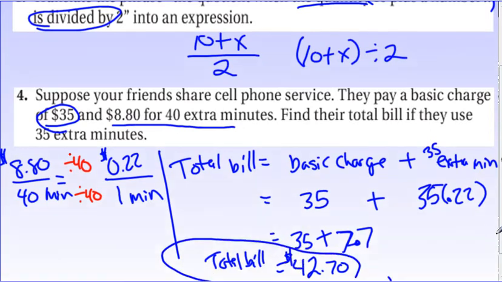And we're done. So we had our verbal model. We changed that into an expression. The piece we did not know is how much it cost for 35 extra minutes. But using a unit rate, we took this rate and turned it into a unit rate, we found the cost of 1 minute. 1 minute times 35 is the cost of 35 minutes. Added the two pieces together and got our total bill of $42.70.